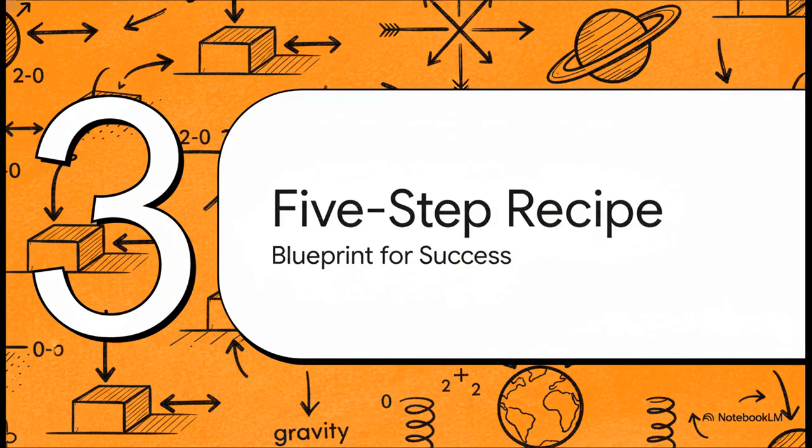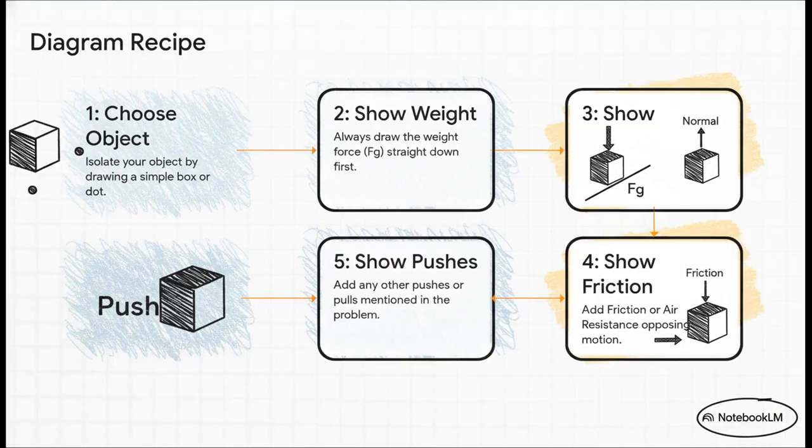So, you know the characters, but how do you put them all together on the stage? You follow a recipe. Seriously, this isn't about guesswork. It's a systematic 5-step blueprint that, if you follow it, will get you a perfect exam-ready diagram every single time. All right, here's the recipe. Step 1, isolate your object. Just draw a simple dot or a box.